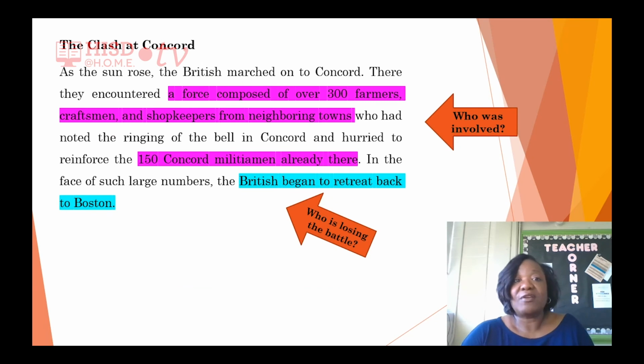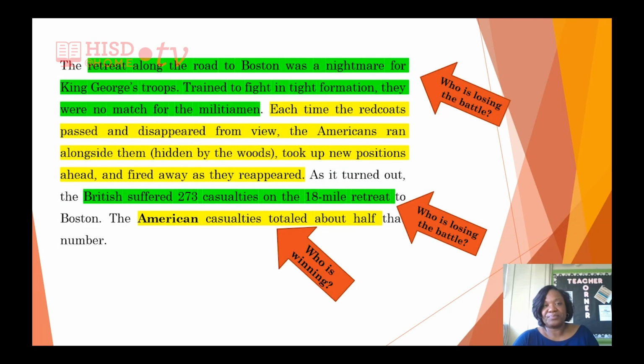I've also highlighted a couple of other things, such as who was involved. Okay, so we had 300 farmers, craftsmen, shopkeepers from neighboring towns. We had 150 Concord militiamen that were already there. And then who is losing this battle? It looks like the British aren't doing too well at this point. They are beginning to lose this battle.